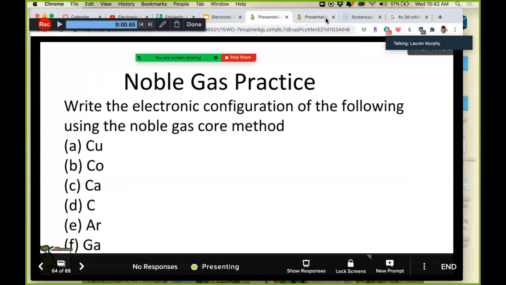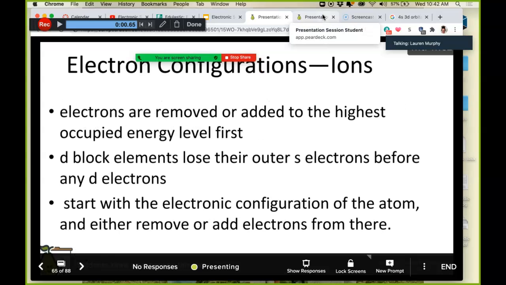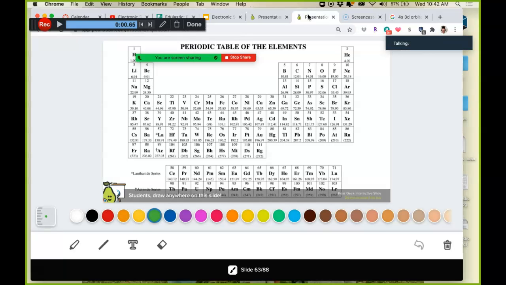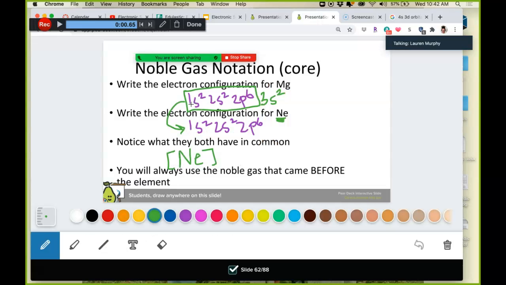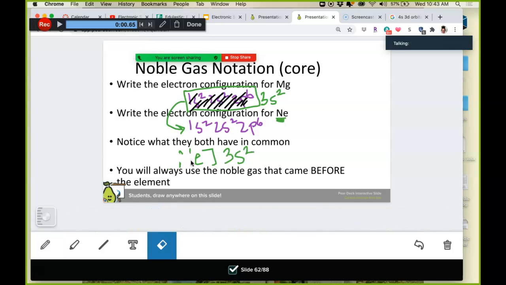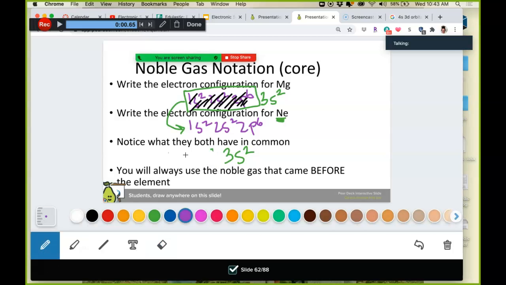So you put it in brackets. And what you're saying is, I'm accounting for this entire part right here. So I'm not going to write any of that out. All I'm going to do is write out what's left over, which is 3s2. I want to put my neon in purple. Okay, and this is called noble gas notation.